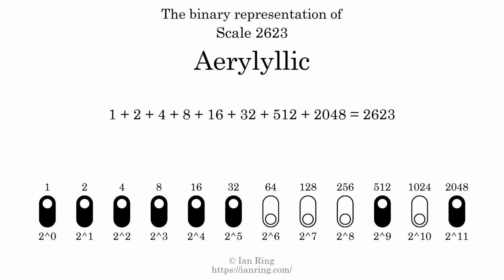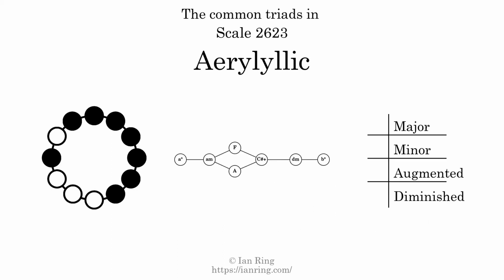That is why the scale number, in decimal, is 2623. The scale number not only enumerates the scale with a unique index, but it also literally describes the tonal content of the scale. Represented as a binary number in base 2, the scale number is 101000111111. Here are the common triads present in this scale.